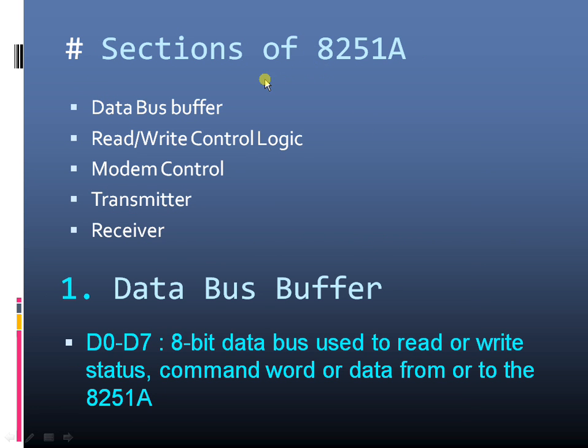As we have seen, it has a data bus buffer, read-write control logic, modem control logic, and then a transmitter section and a receiver section. Initially we'll start our discussion with the data bus buffer. Here it contains an 8-bit data bus. Now this bus is going to carry information of three forms: one is data, another is status, and the other one is control information, or a command word.